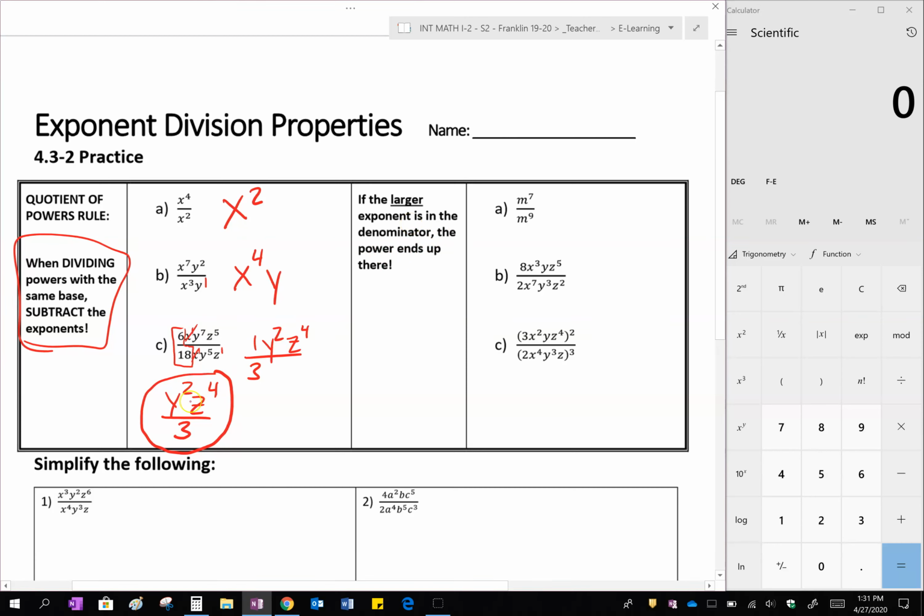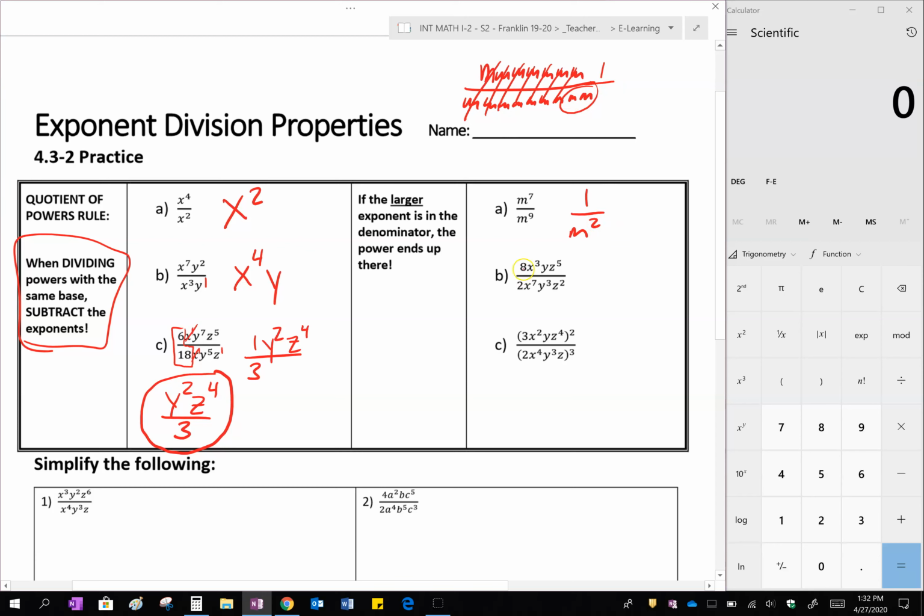Now if the larger exponent is in the denominator, that's where the power ends up. Okay, so far we've had all the powers end up in the numerator, but if the larger one's in the denominator, that's where it's going to be. So here we have m to the 7th over m to the 9th. Well, the difference is 2. 9 minus 7 is 2, but because the larger one is in the bottom, the answer is 1 over m squared. Because what's really happening is you have 7 m's in the top and 9 in the bottom, and they're all canceling out except for 2 of them, which is why we have 1 over m squared as the answer.